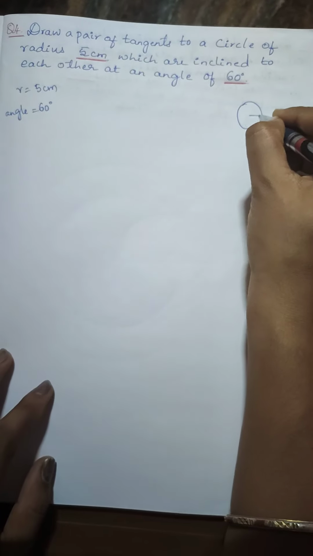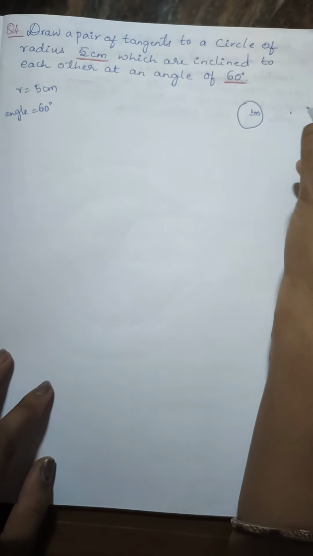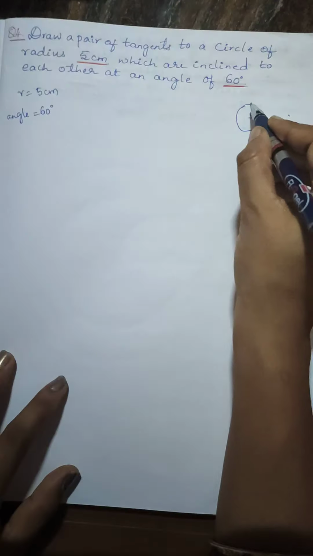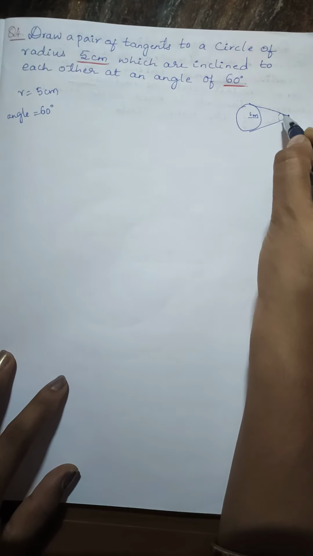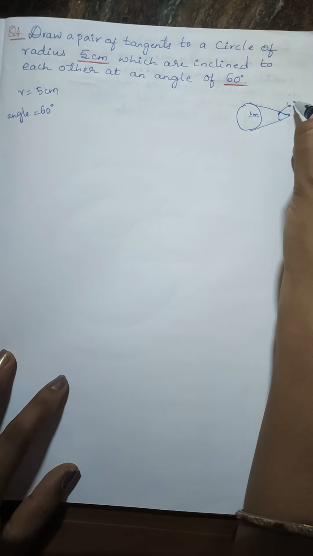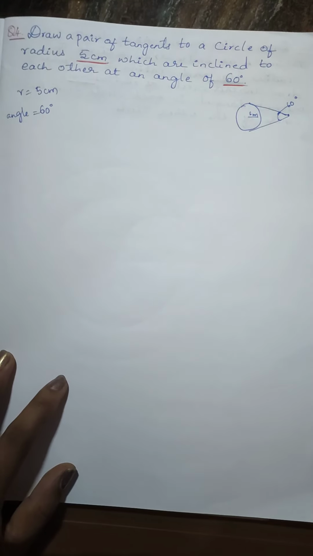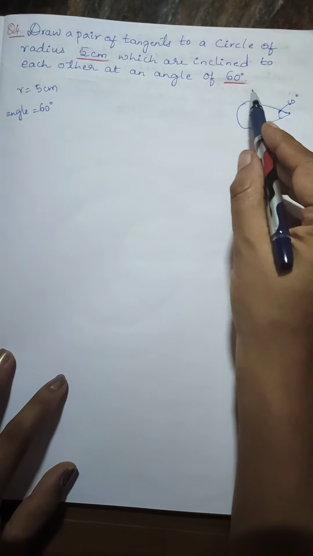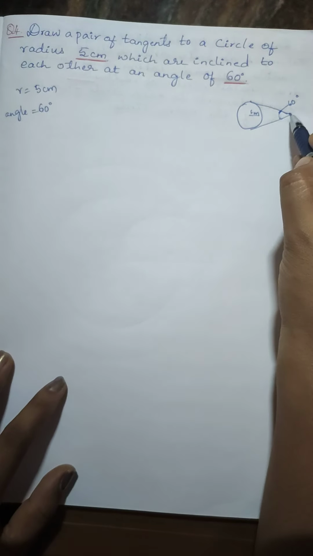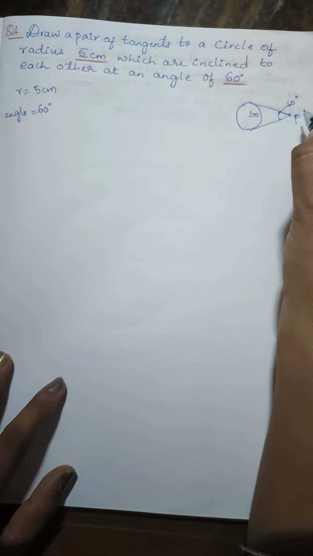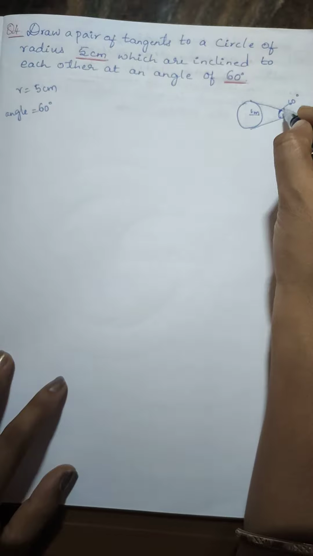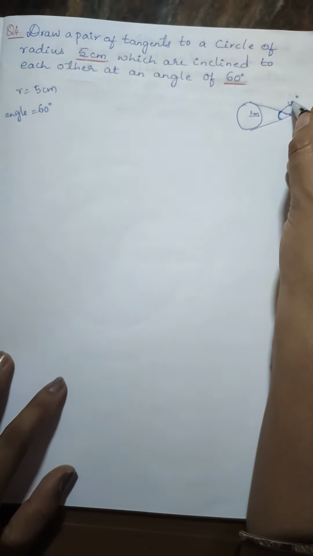That means, observe here, we have to take one circle of radius 5 centimeter and there is one point here. If we draw two tangents from this point, the angle between these tangents must be 60 degree. Look here, for a circle of radius 5 centimeter, this is an external point. From this point, if we draw two tangents, the angle between the two tangents must be 60 degree.